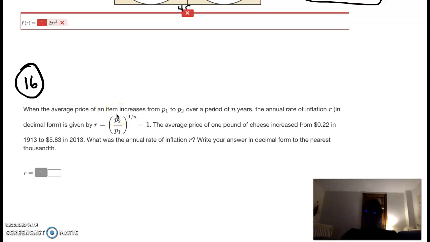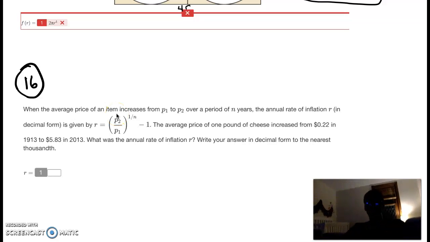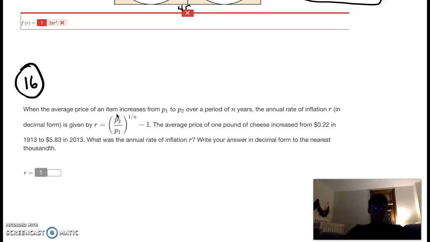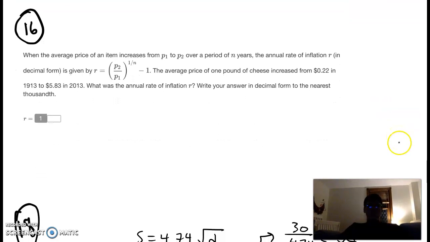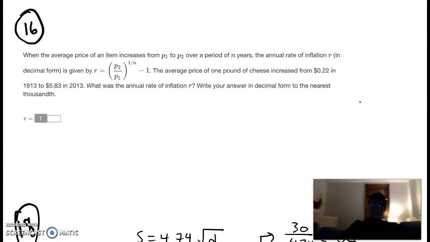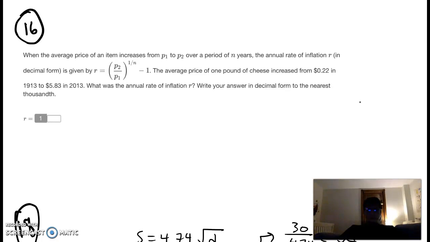So one last question I wanted to cover that I forgot to include in my last video was this one, number 16. Somebody had asked about when the average price of an item increases from P1 to P2 over n years, you can calculate the annual rate of inflation R in decimal form. Using this, the rate is the second price over the first price to the 1 over n power, minus 1.